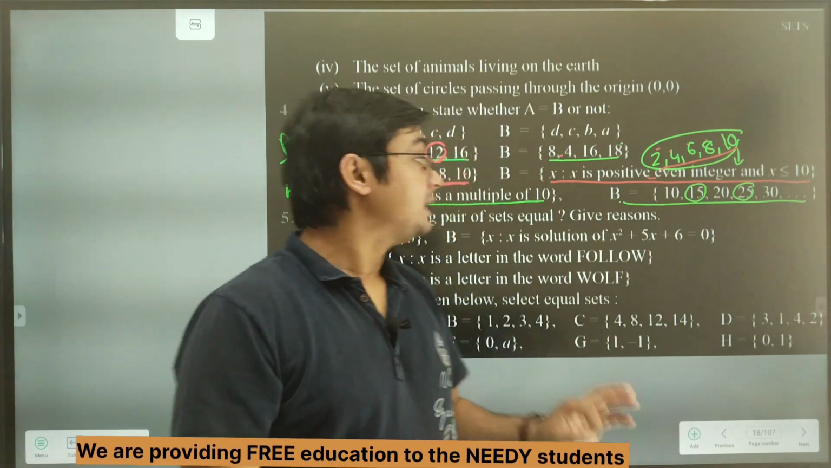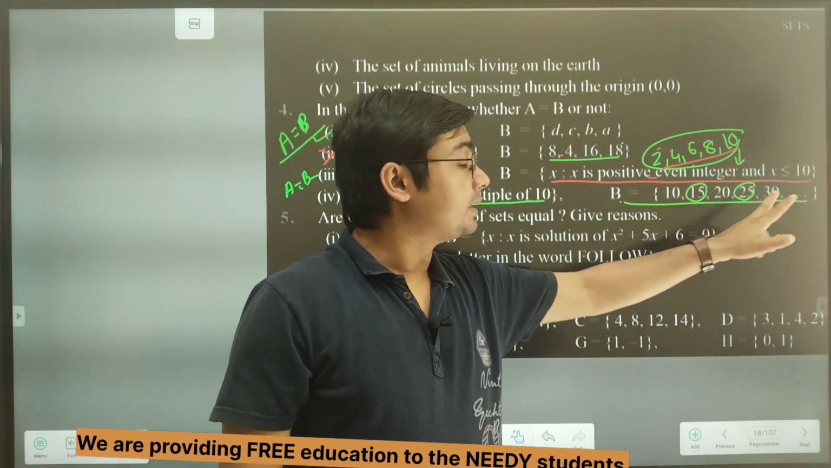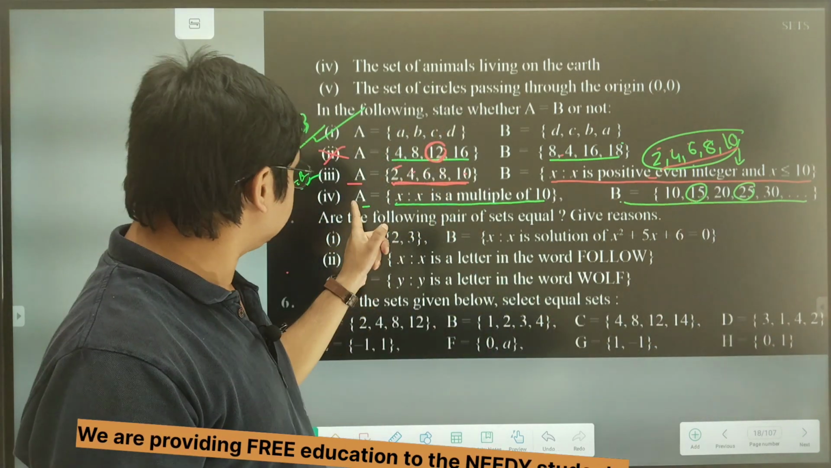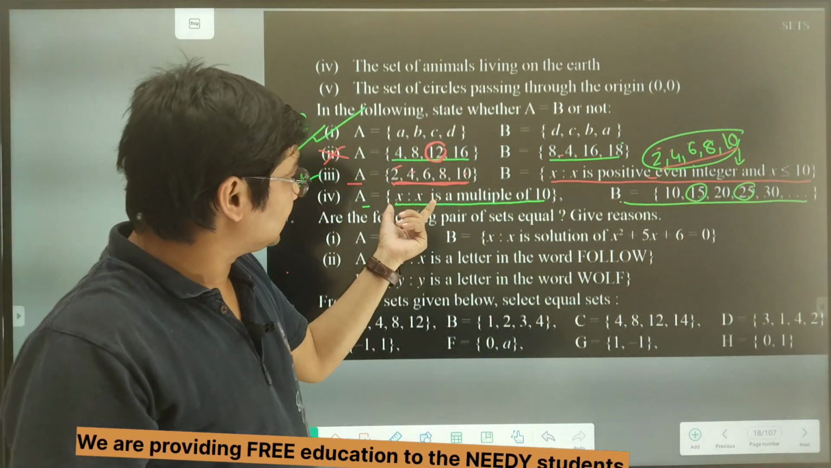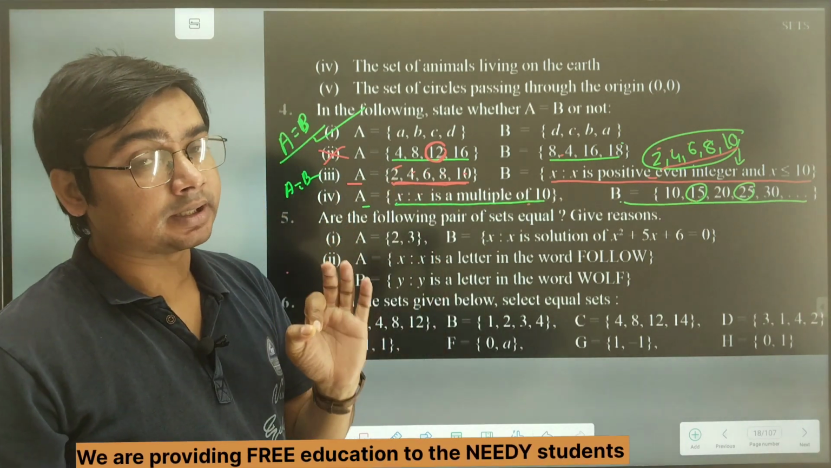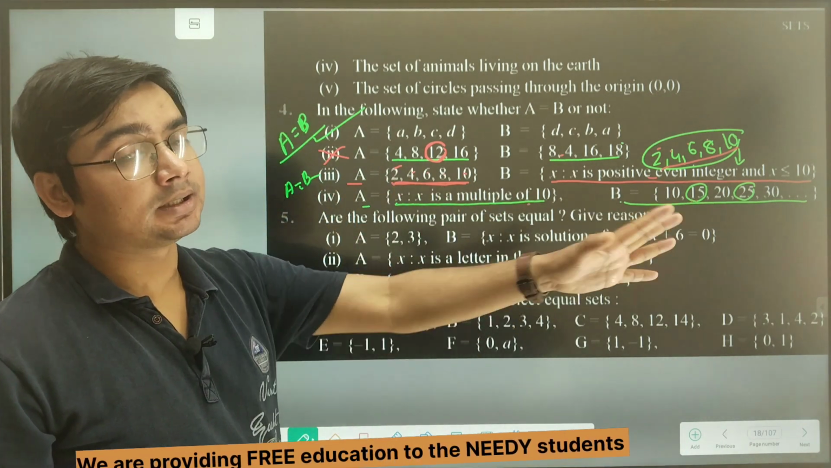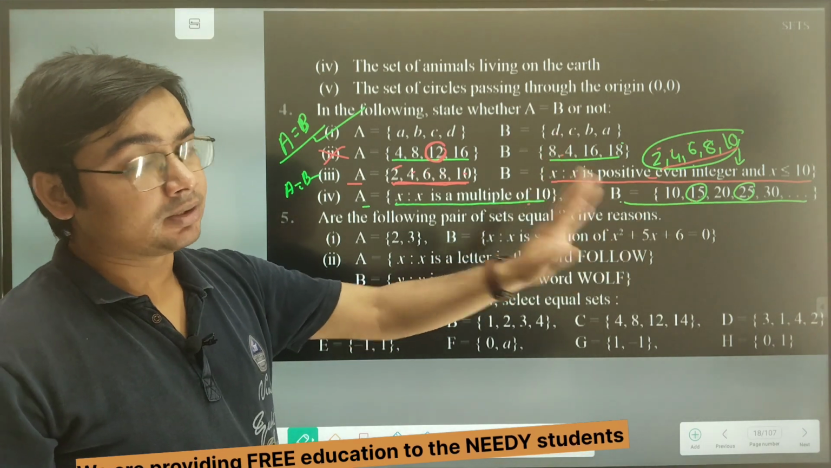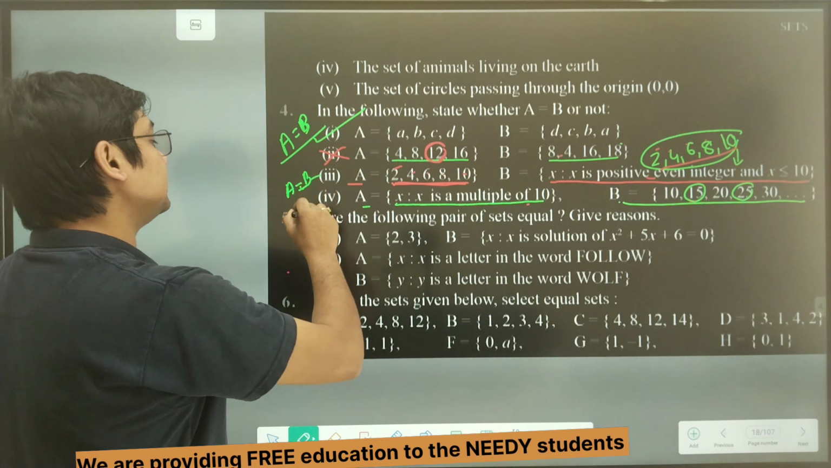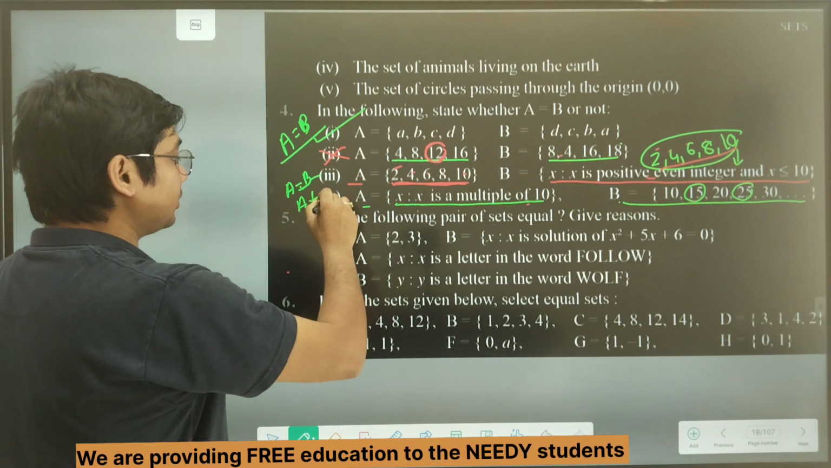That means ये जो 15 है, 25 है, 35 है, these elements A सेट में नहीं रहेंगे, क्योंकि A सेट में तो only the multiples of 10 consist करेंगे. That means 10, 20, 30 or 40, like this. Okay, so that means these two are not equal.